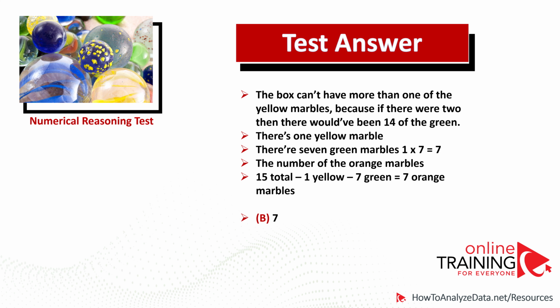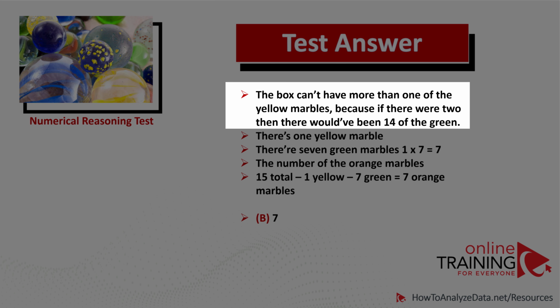To solve this challenge, you need to make some assumptions. And the big assumption that we're going to be making is that the box can have more than one yellow marble. Because if the box has 2, then there would be 14 green, which wouldn't leave any room for the orange marbles.